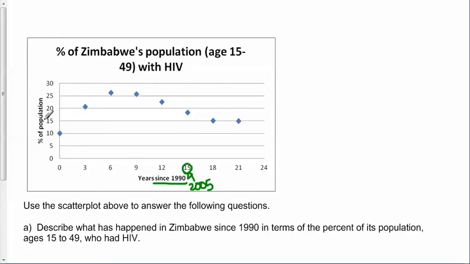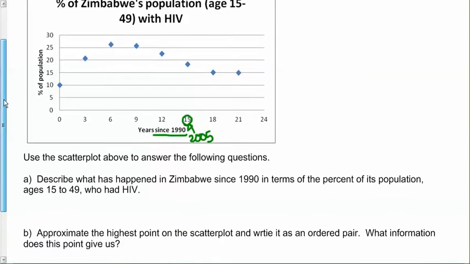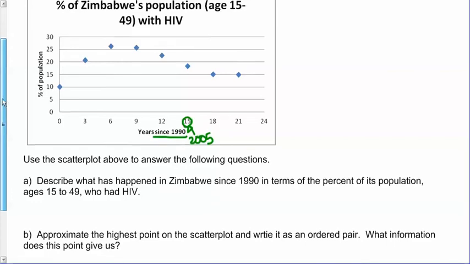And then here it says percent of population. Well, what about the percent of the population? Back up here, it tells us it's the percent of Zimbabwe's population, age 15 to 49, with HIV. So this is the information we have, and let's see what they're going to be asking us to do with this. So they're going to ask us to describe what has happened in Zimbabwe since 1990 in terms of the percent of its population, ages 15 to 49, who had HIV. So just a little description for us to understand what's going on in the scatter plot.